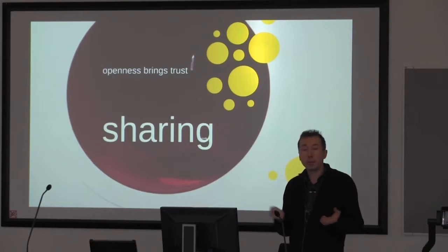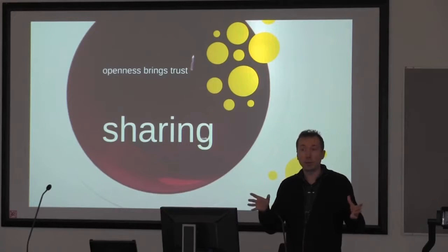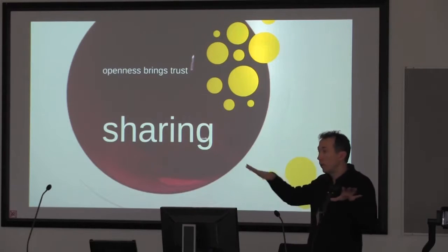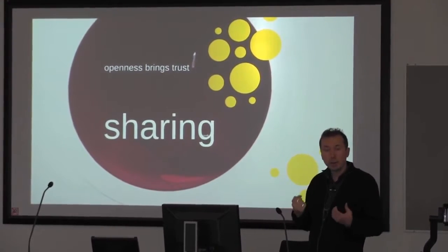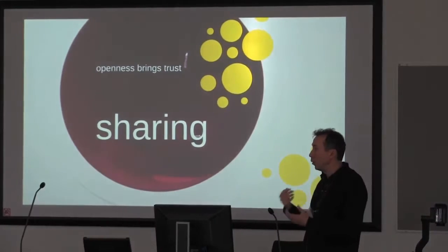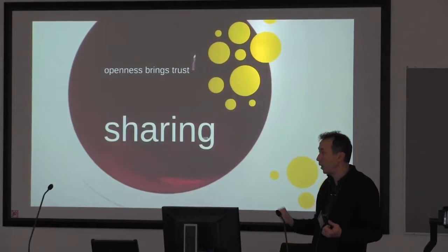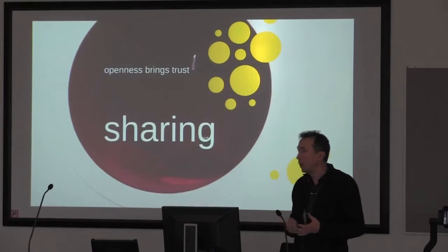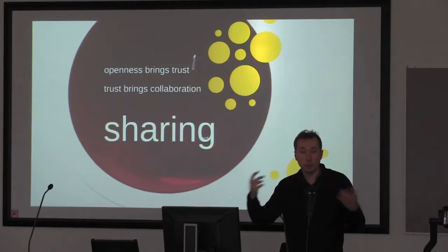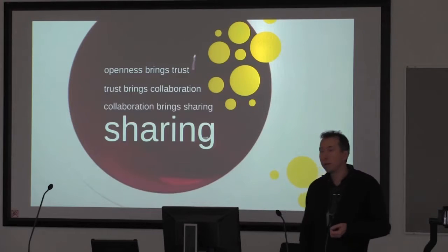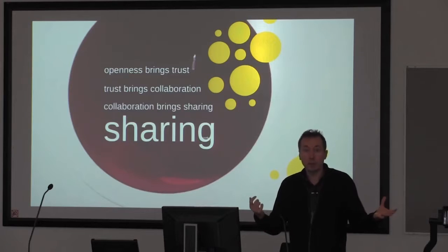A great possibility of openness is that it actually brings trust. Think about the previous example. If you publish all data about publications, who has done what and where, it already brings some trust: we don't hide anything, we just publish everything that we have done. Mika was talking about publishing research data as well. All of these bring trust. And what trust brings is collaboration. We can actually do something together if we trust each other. If we collaborate, you just need to share. It's kind of a loop, right?